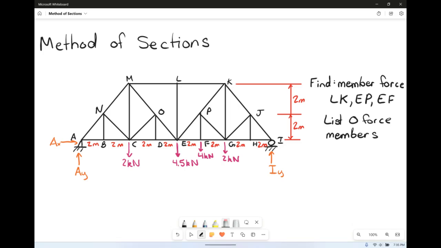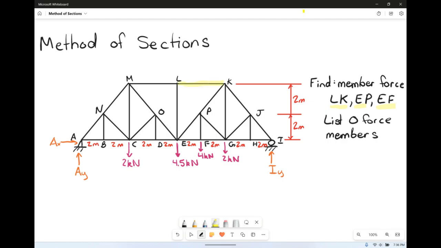So this video is going to cover method of sections. Method of sections is really great when you don't want to find the force in every single member. For this example, we actually only want to find the forces in LK, EP, and EF. To start with, let's find out where in our truss those are located.